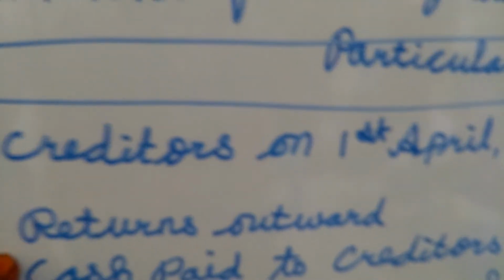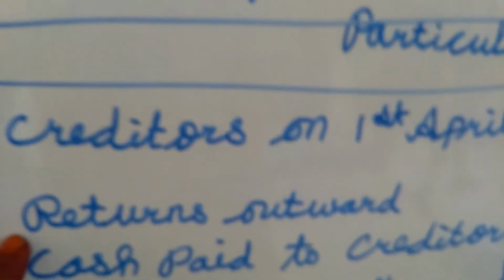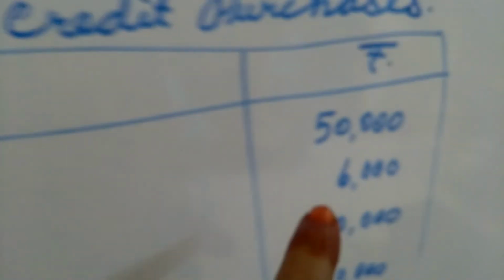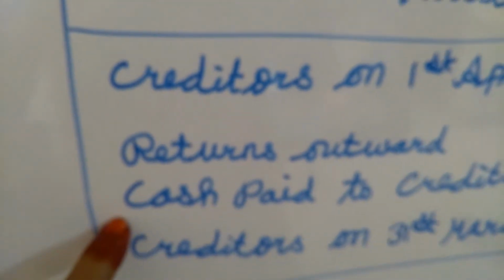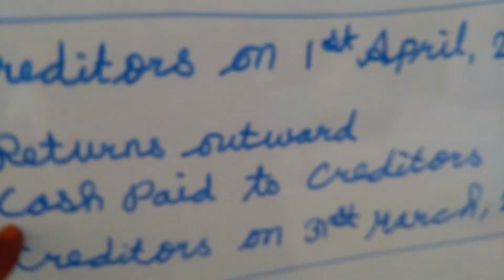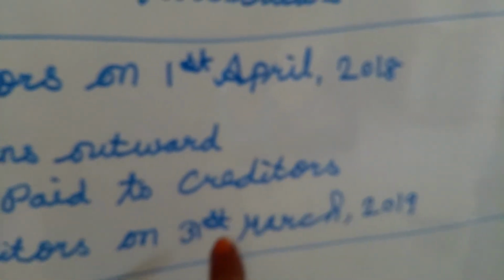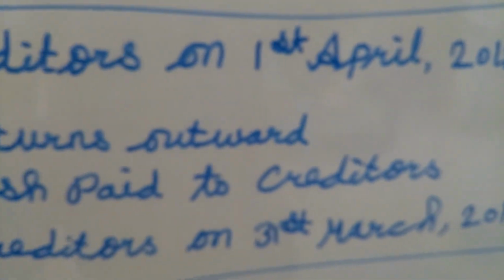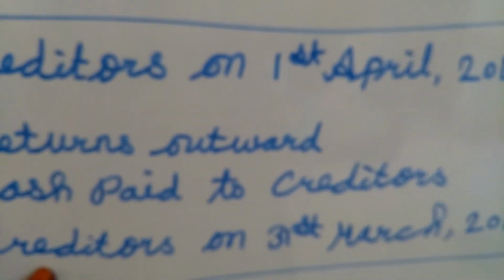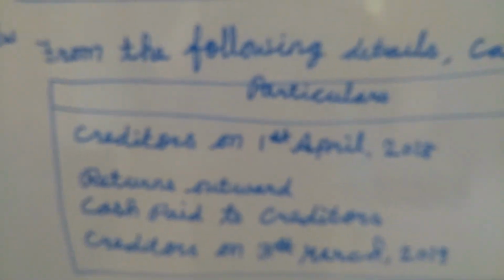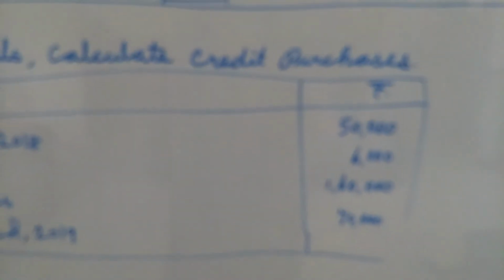Both are the same term. So return outward, which side will it come? Debit side. How much? 6,000. Good. And then cash paid to creditors, which side? Debit side. Creditors on 31st March 2019, which side will it come? Closing, because the closing date is mentioned here, so we consider it as closing creditors. Debit side. So now carry all the debit and credit transactions. After that, on the basis of the format, you can easily find out the credit purchase.